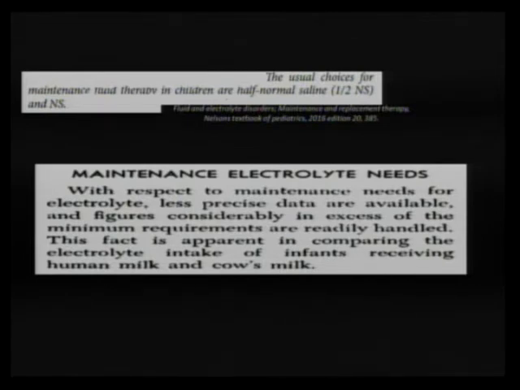The premise behind choosing those fluids, or hypotonic fluid, was being able to meet a child's daily sodium and potassium requirements. So hypotonic fluid would essentially meet expected daily sodium requirements. And although they gave those recommendations, this is a little snippet from the actual article. It says, with respect to maintenance needs for electrolytes, less precise data are available, and figures considerably in excess of the minimum requirements are readily handled. This fact is apparent in comparing the electrolyte intake of infants receiving human milk and cow's milk.